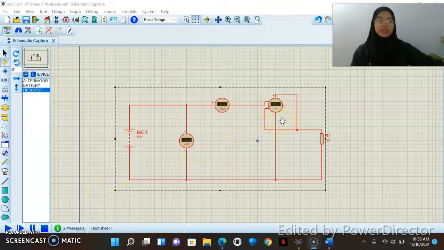My name is Elisa Apira, my card matric number is AE1900067. I will show you the procedure on how to create the circuit for activity 1 and activity 2. First we need to delete this.